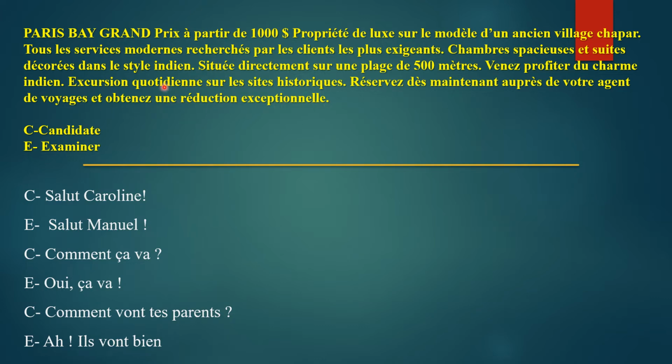This is a question. They have described a place where you want to go with your friend to spend a holiday in Paris, in France. You will be playing the role of a friend and your examiner will also play the role of a friend. So make a conversation in an informal way, in the tu form. C is you and E is the examiner.